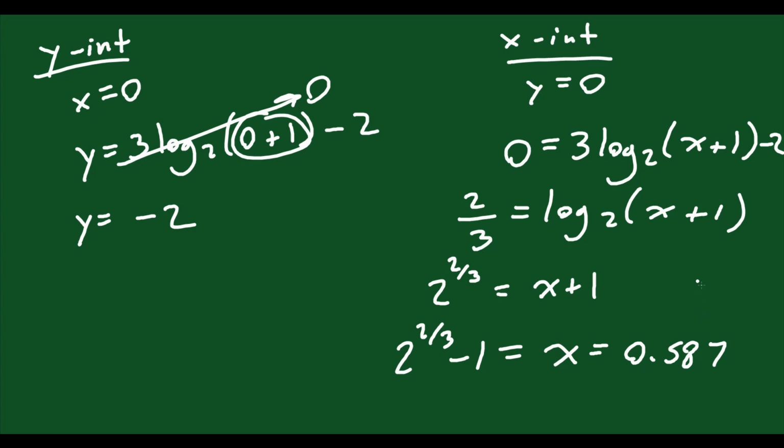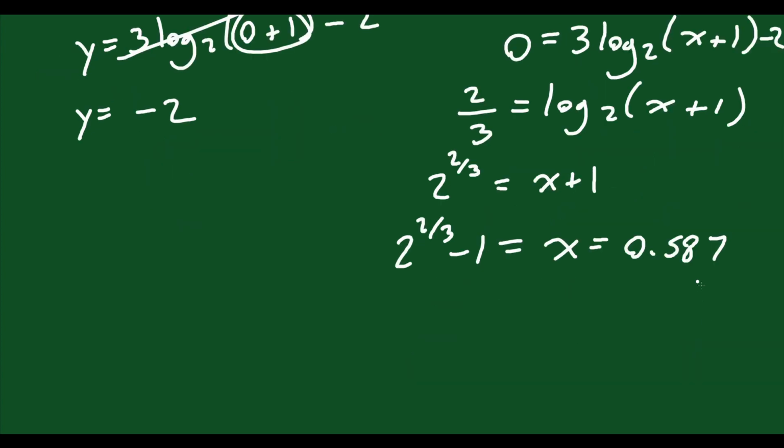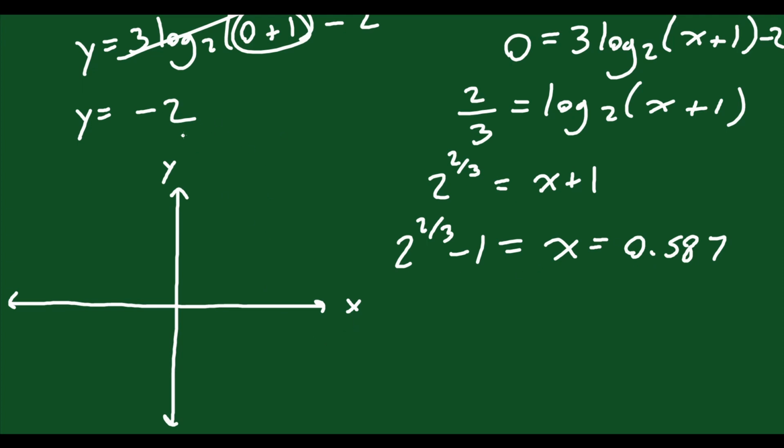So if we want to graph this now, we have our x-intercept and our y-intercept. So let's draw our y-axis, we'll draw our x-axis, and we'll label these points. The y-intercept being negative 2, that's going to go down here. The x-intercept being 0.587, that'll be about here. That's approximate. So you can kind of see based on where these are that the graph is going to be going up like that and down like this.